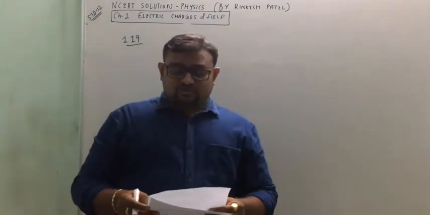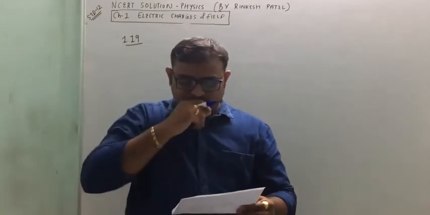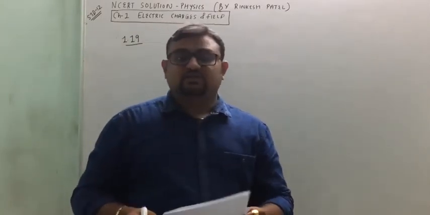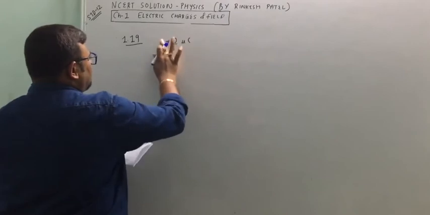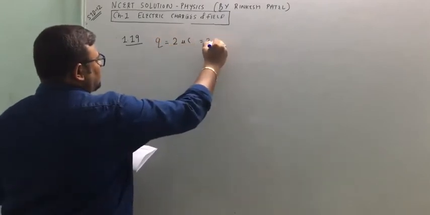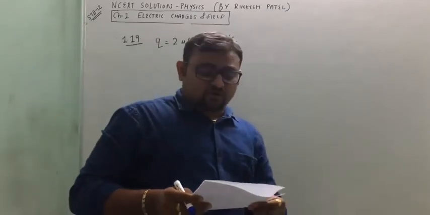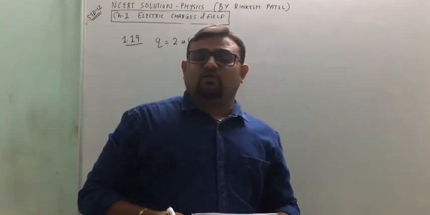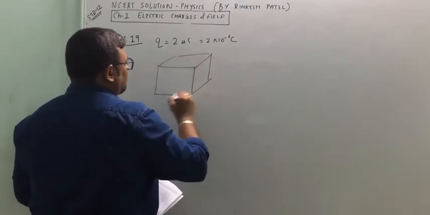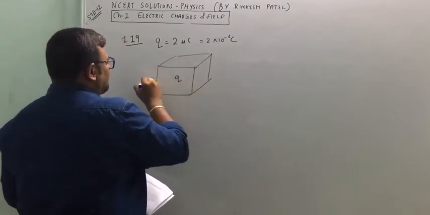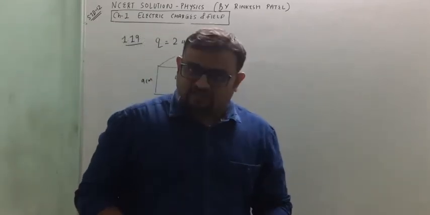A point charge of 2 microcoulomb is at the center of a cubic Gaussian surface 9 centimeter on the edge. So point charge Q is equal to 2 microcoulomb, that is 2 into 10 raised to minus 6 coulomb, and that is kept at the center of a cubic Gaussian surface 9 centimeter of edge. Means I am taking a cube, and here the charge Q is kept. This is having edge 9 centimeter. What is the net electric flux through the surface?